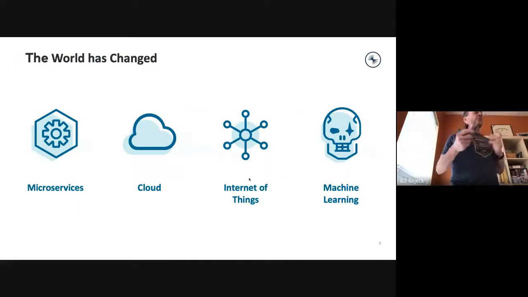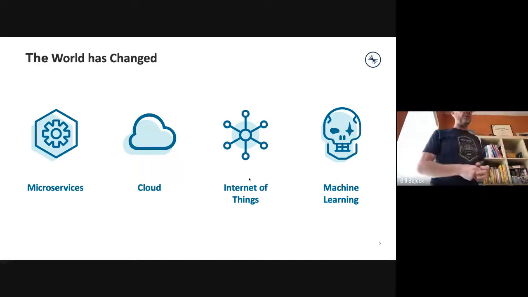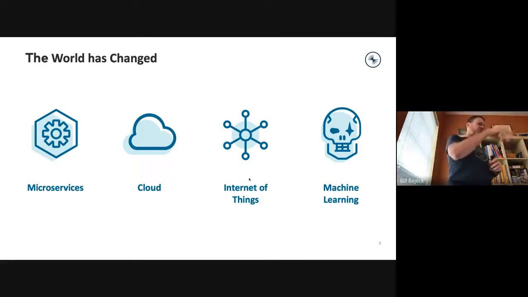Along those lines, the world has changed quite a bit. Architecture-wise, you have lots of microservices. The application I was just talking about was a big monolith, and that was kind of the way things were. You had the big monolith, and then everything was hosted. Now you have microservices, and you have things in the cloud. You can either host it or have things in the cloud.